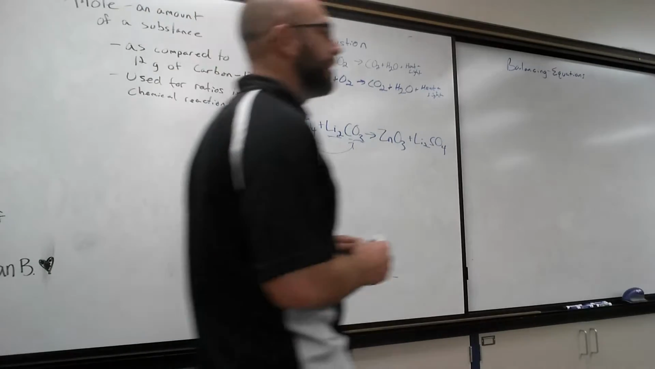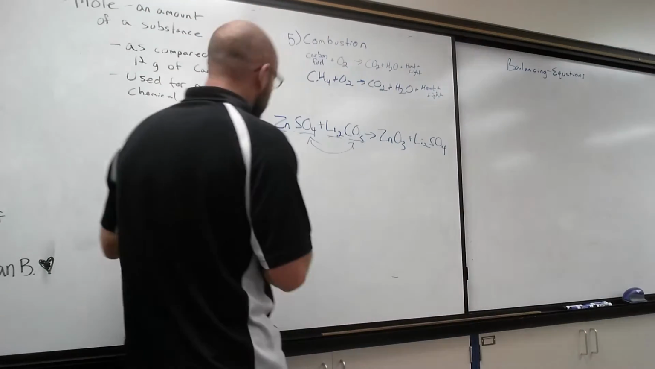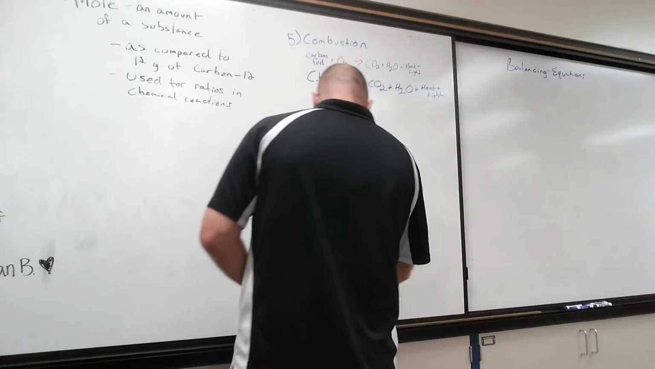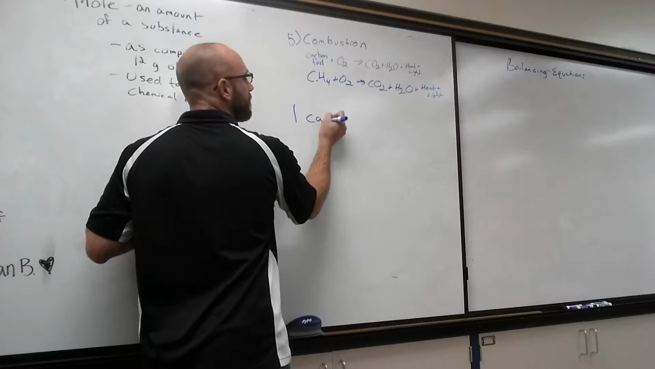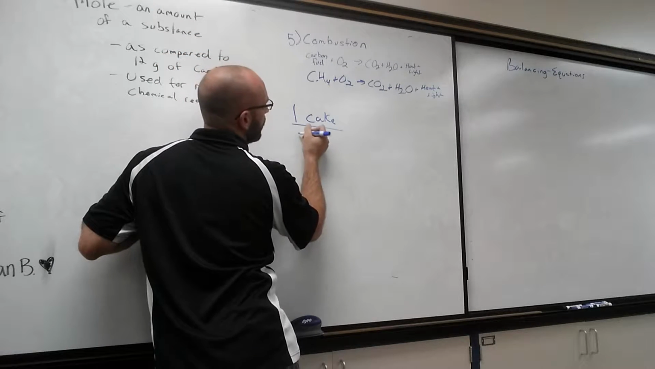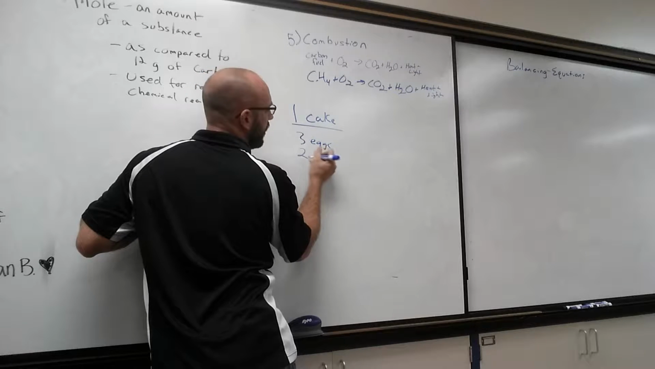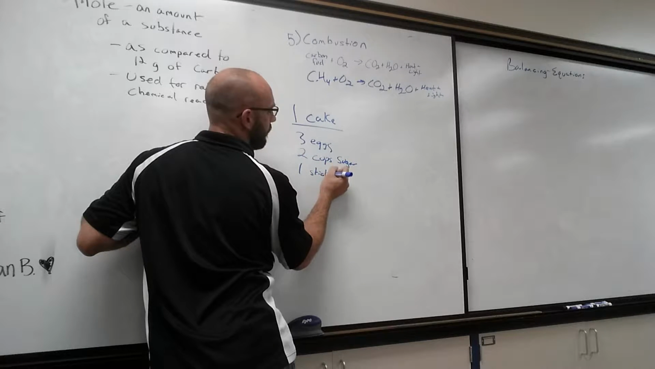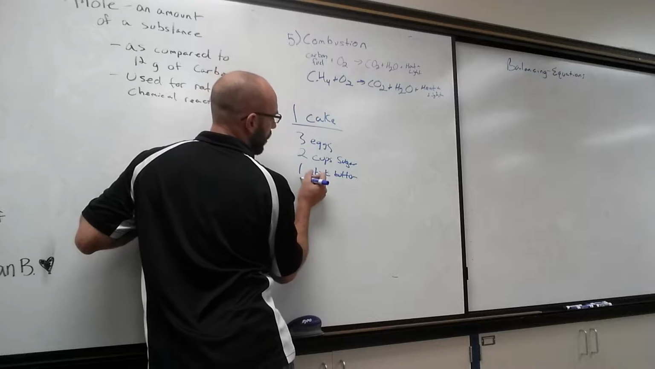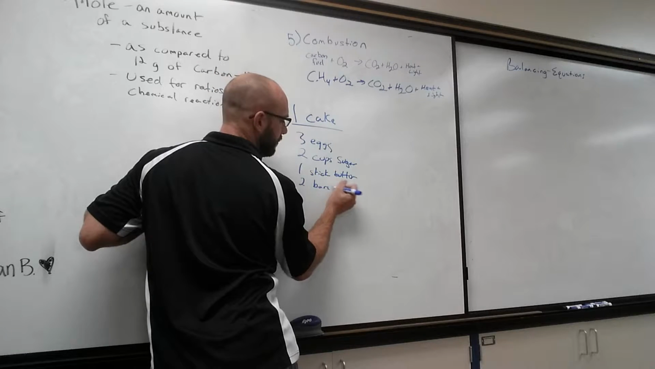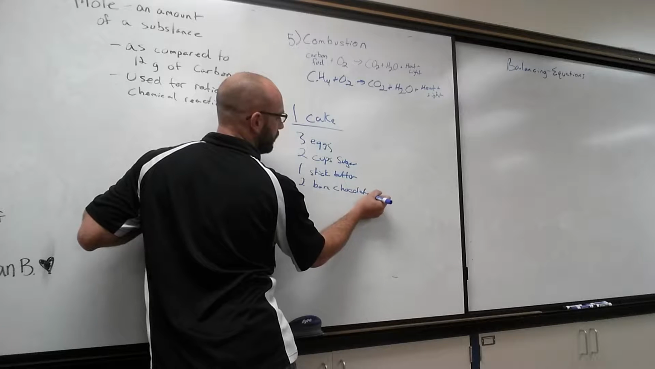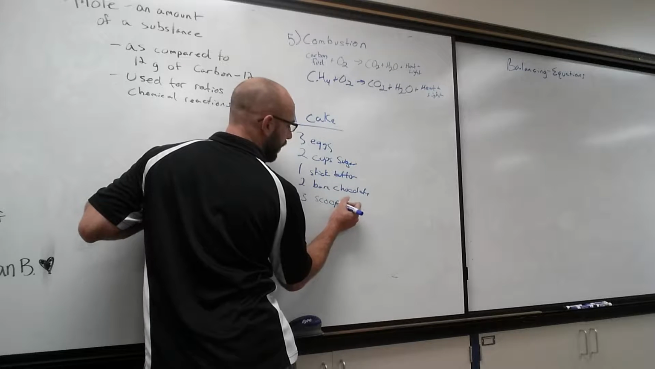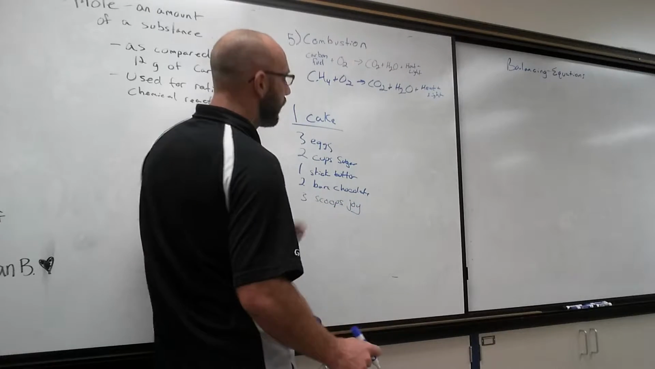Now, we'll give a very simplistic example of where we're going. If I have a recipe, and this recipe says 1 cake requires 3 eggs, 2 cups of sugar, 1 stick of butter, 2 bars of chocolate, 3 scoops of joy. All right, and that's my.